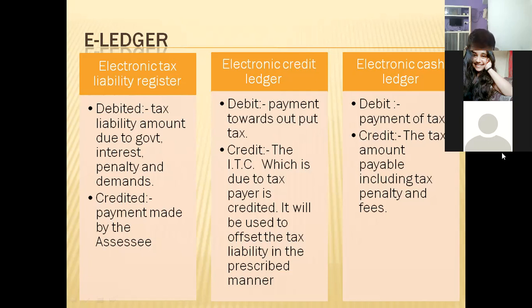These are three different types of electronic ledgers, which will be used by the taxpayer or registered dealer when he transacts with other parties, when he sells and purchases goods, when he trades in goods. This will be displayed in the GST portal. I'll show you a sample of how it is displayed.